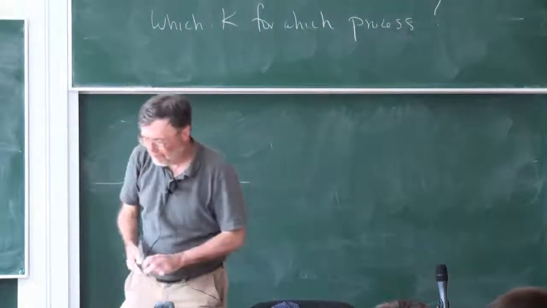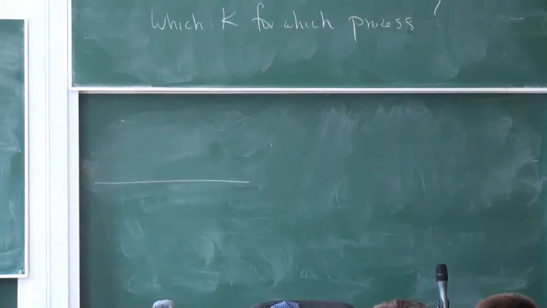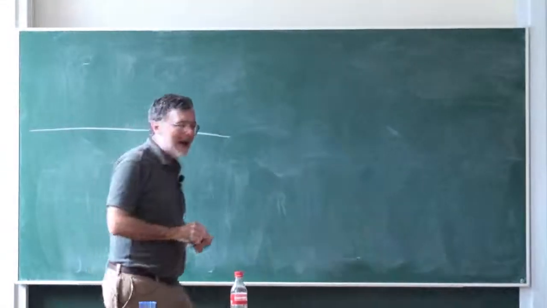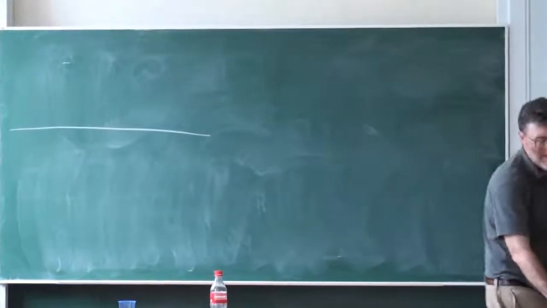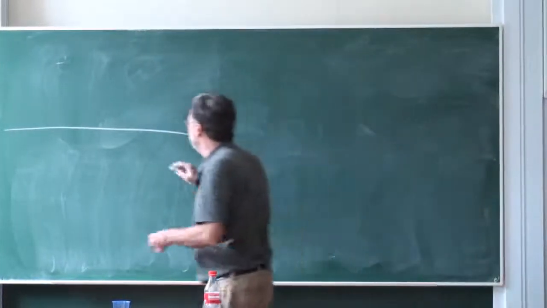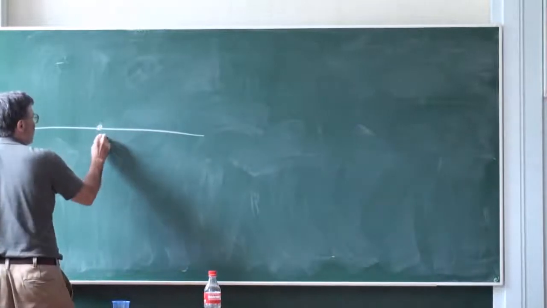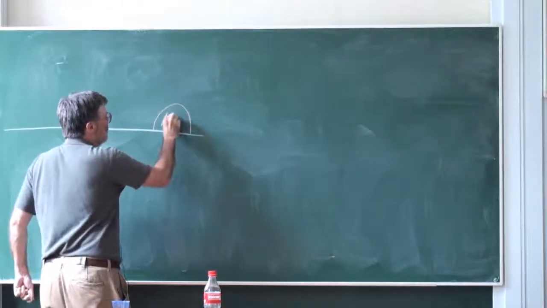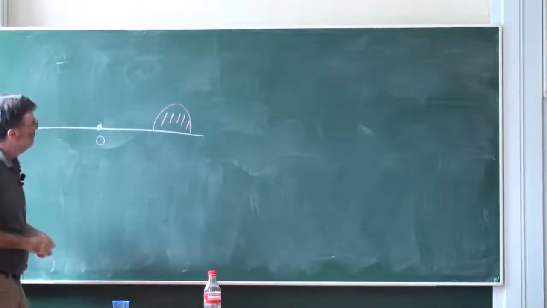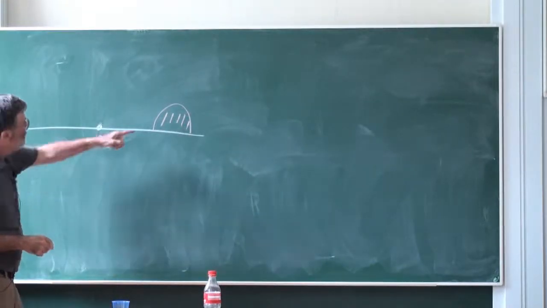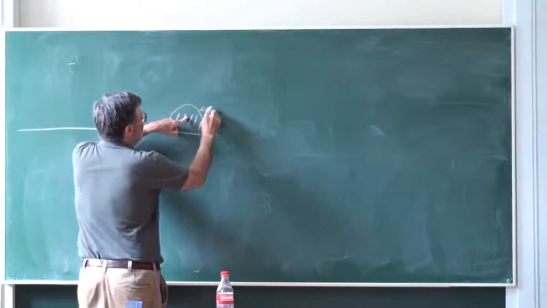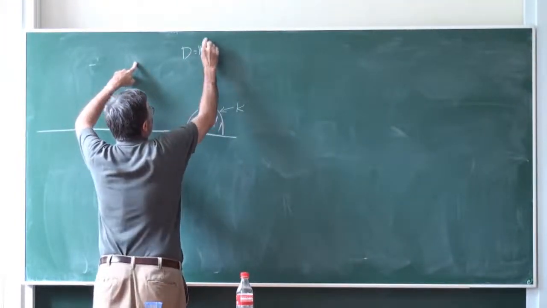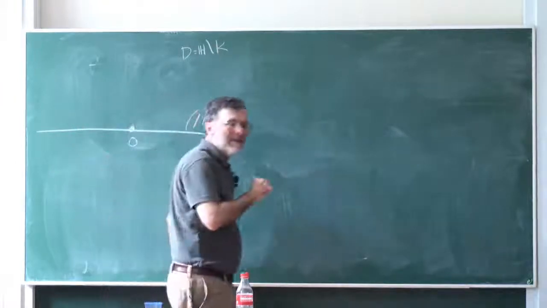So let's start with the upper half plane. And now I'm going to take a subdomain of the upper half plane. So for ease, we'll just make this 0. And here I'm going to cut out a piece of it. So I'll call this set K, and D is H minus K.